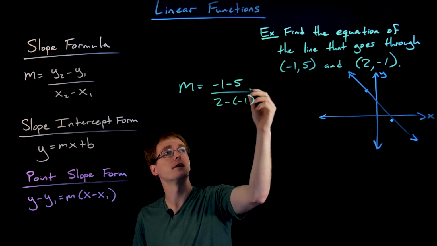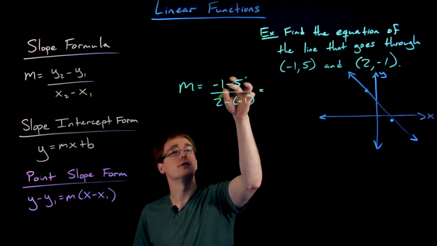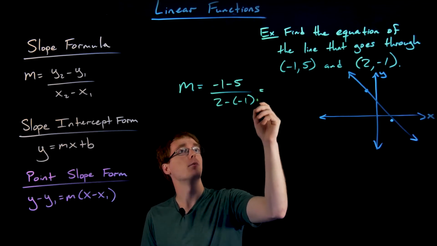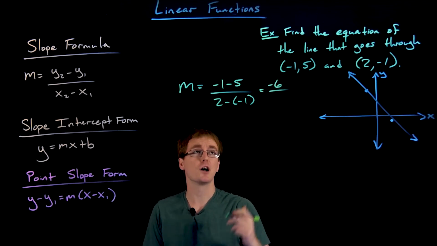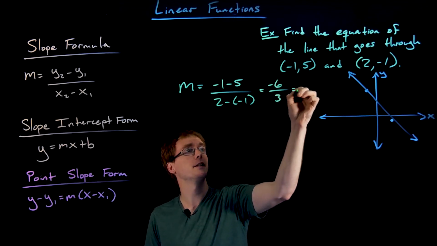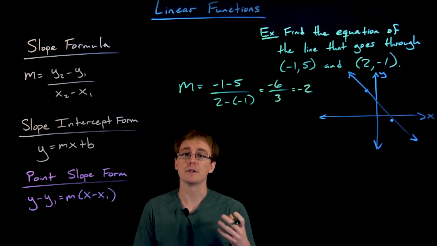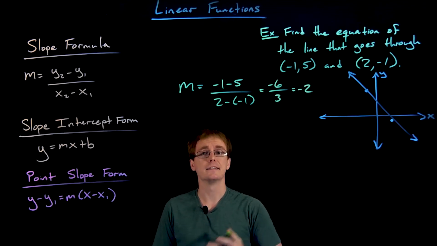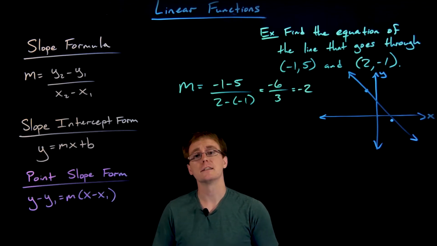And we got to be careful here. Remember, when you subtract a negative, it turns into addition. So if we simplify the numerator, -1 minus 5 is -6. 2 minus -1 in the denominator will simplify to positive 3. And -6 over 3 is -2. So now we know the slope of our line is m equals -2. And so now that we know the slope, we can find the equation of our line.